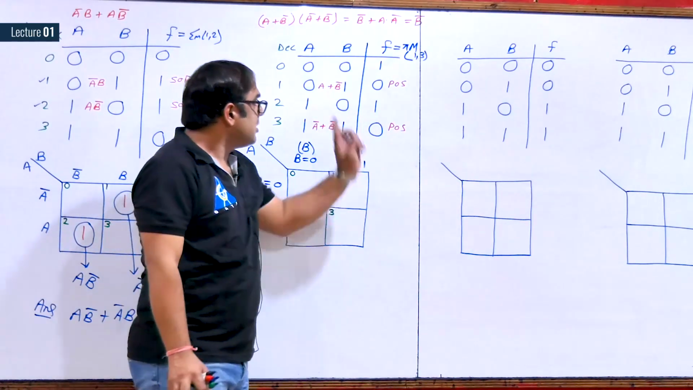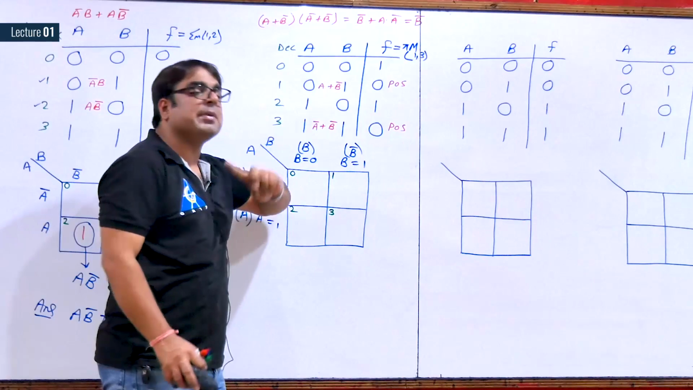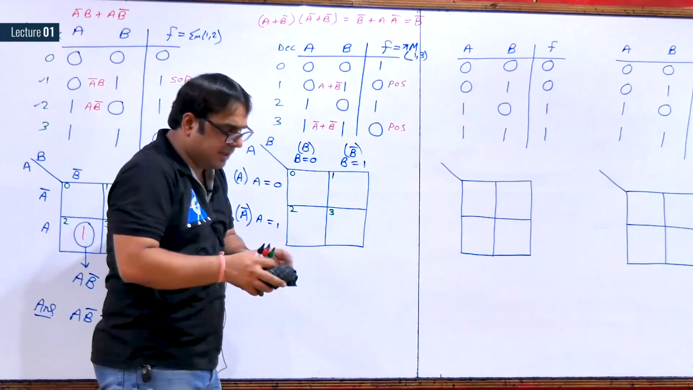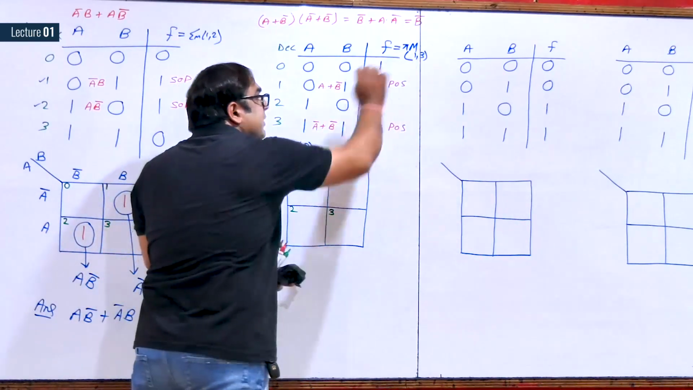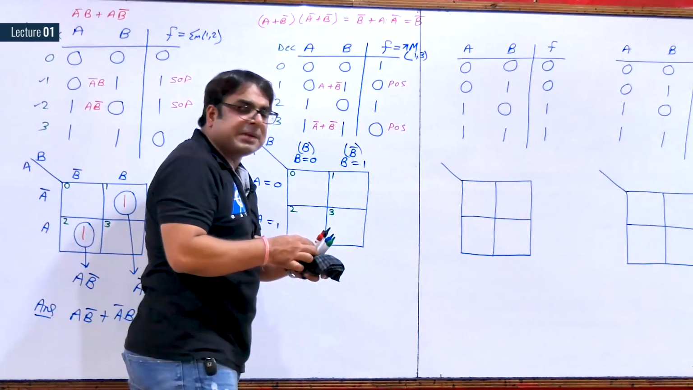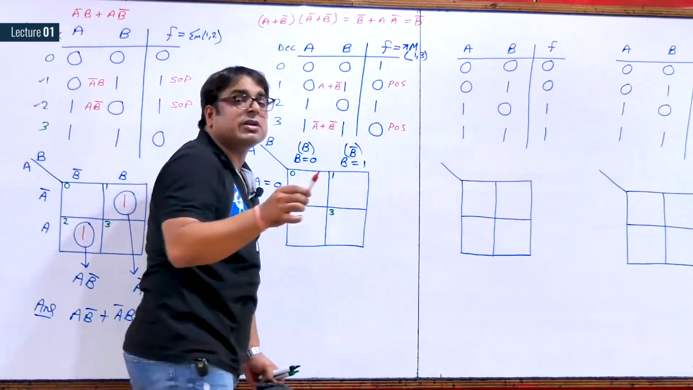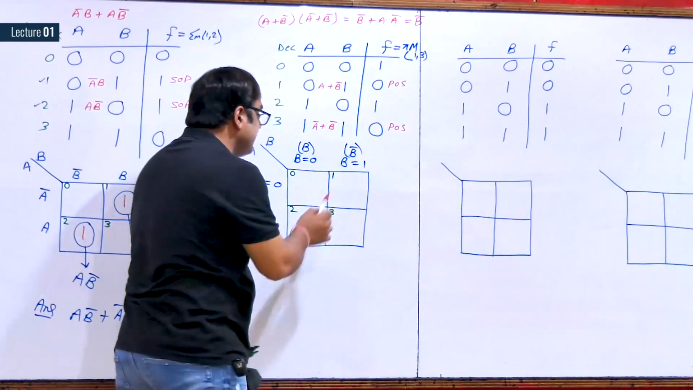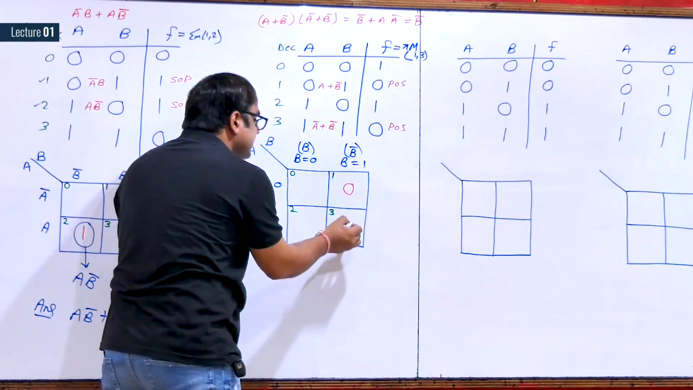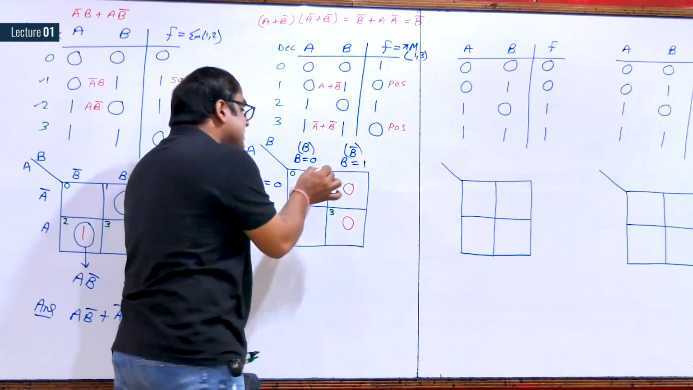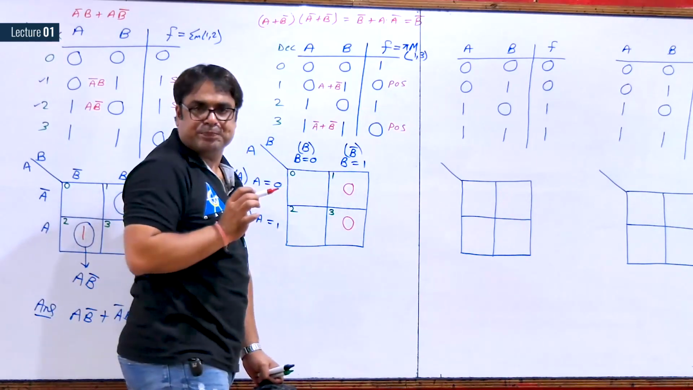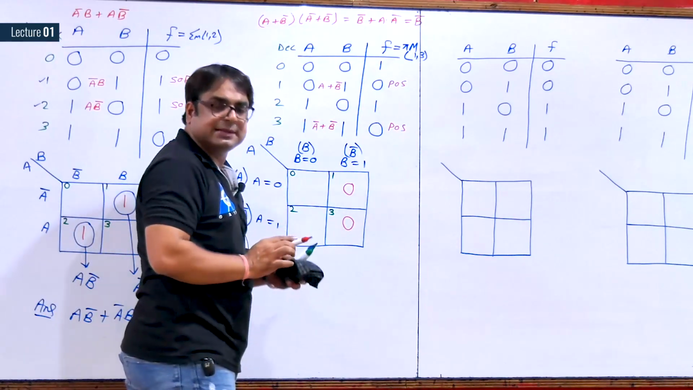Now see, the same thing in a K-map. The max term numbers are 1 and 3. Max term means the output column value is 0. Please see 1 and 3. Max term 1, max term 3. A max term is represented by 0.